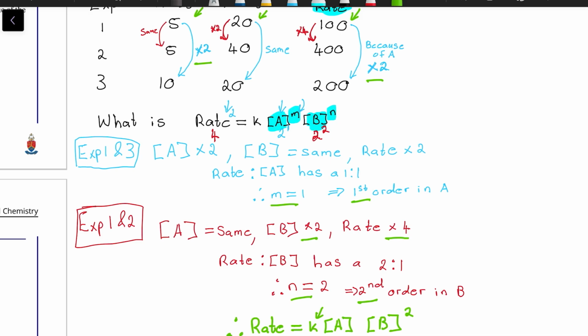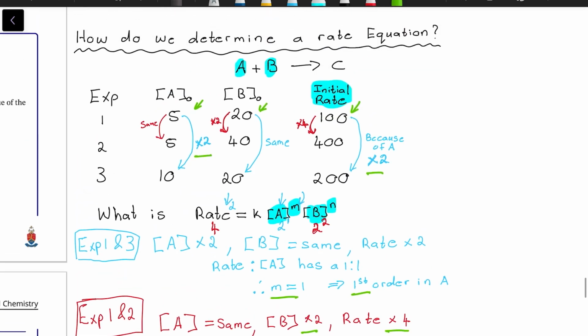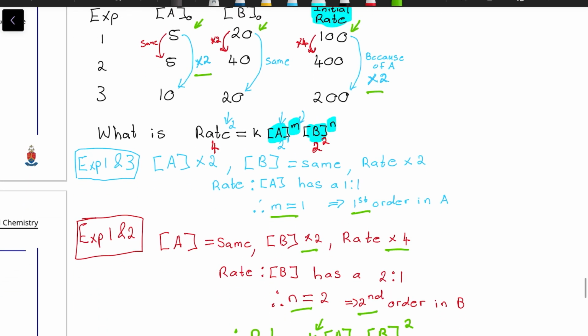All right, but that's how you determine a rate law. And I mean, this data is of course just made up. I just made it up to try and illustrate the point.